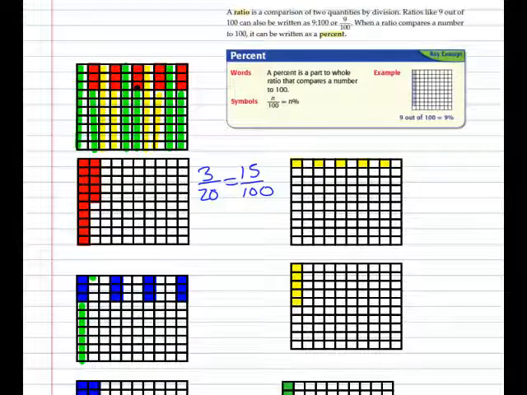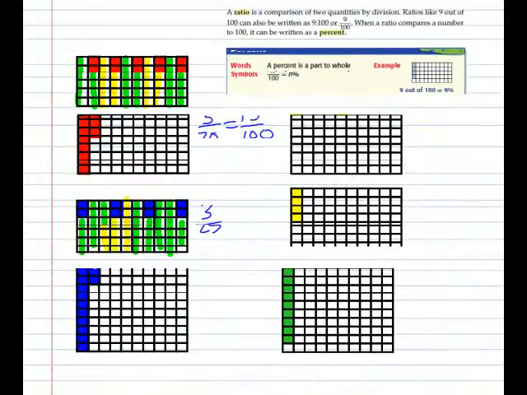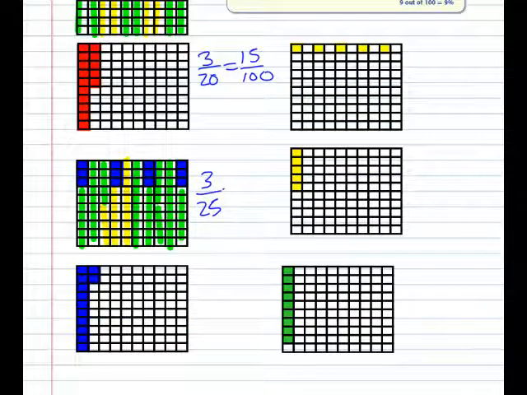Well, here's 10, 20, 5, 10, 20, 5, 10, 20, 5, and finally 10, 20, 5. And I've shaded in the 3 in 25, and what I have found is that 3 in 25, when I move down further and look at my second grid, is equivalent to 12 out of 100.